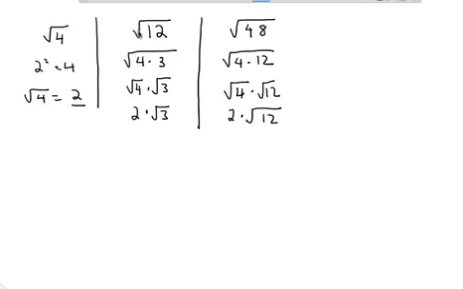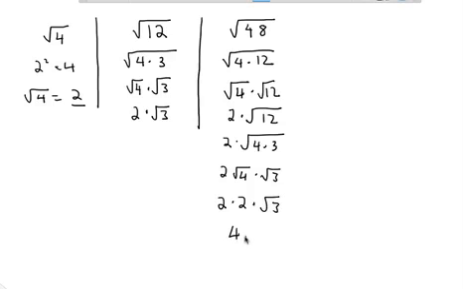And we also know from the previous example that 12 has a factor of 4 times 3. And again, we'll take the square root of 4 times the square root of 3. And the square root of 4 is equal to 2, times the square root of 3. And 2 times 2 gives us 4 square root of 3. And that's how we simplify the square root of 48.